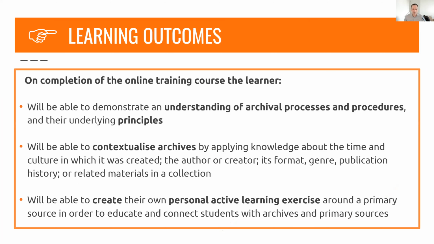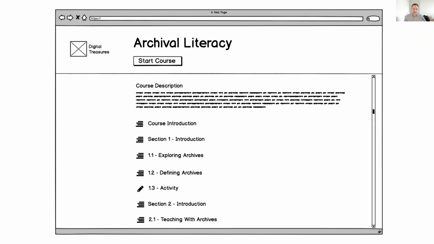In terms of learning outcomes, we were asked to create a course. This changed slightly, but these are the original learning outcomes from this process, whereby, the usual formulation, at the end of the course, the learner would have an understanding of the archival process and procedures and underlying principles. They would be able to contextualize archives with respect to things like time and culture and the creator and publication history, and then finally would be able to create their own personal learning experience around, there's that word again, around a primary source.